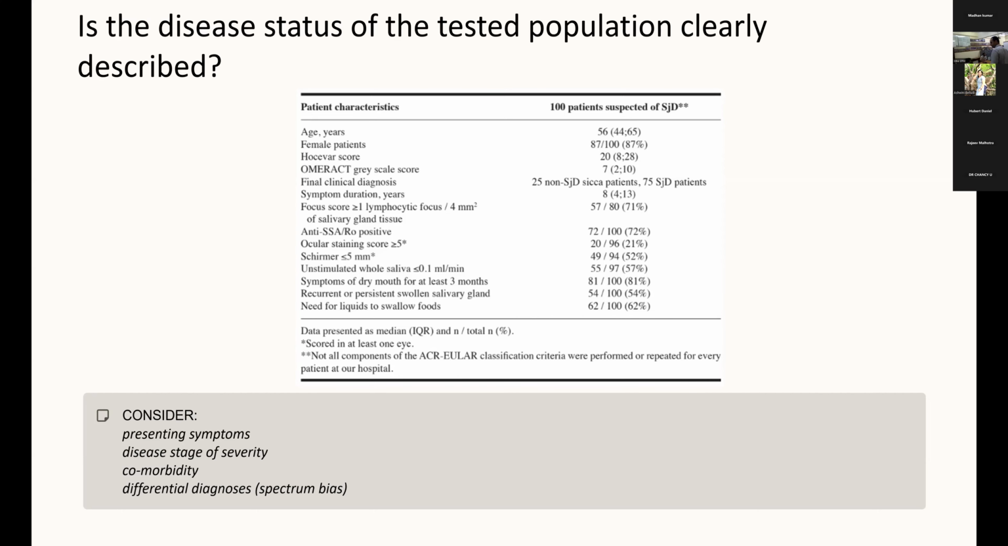Why that's important is that in a diagnostic study, spectrum bias is what we're looking at: whether this particular subset of patients was different from the general population of patients with Sjogren's disease, and so whether this could influence those outcomes.